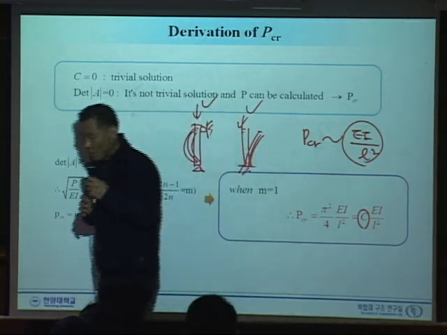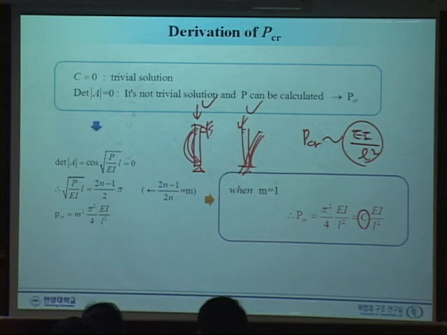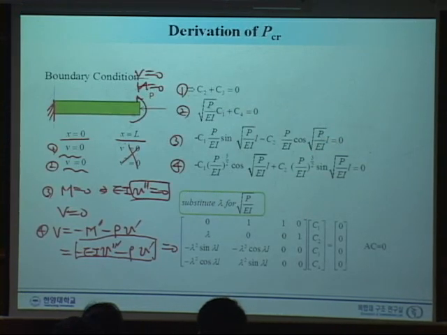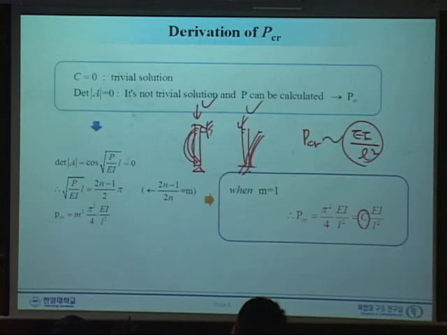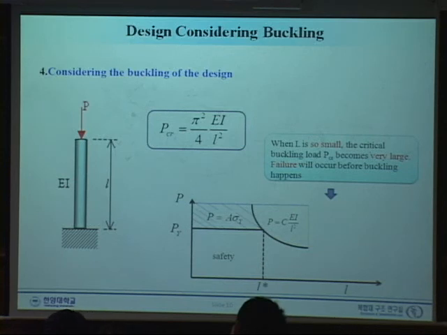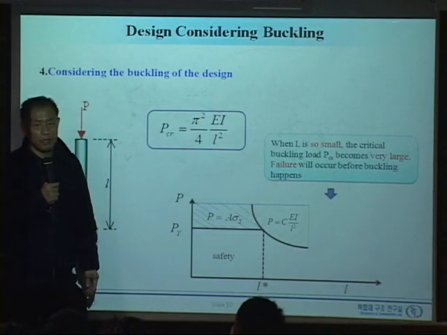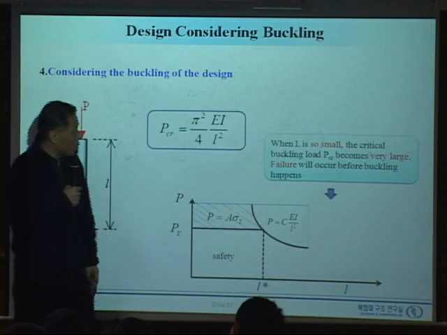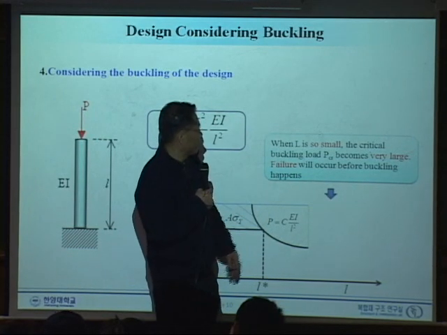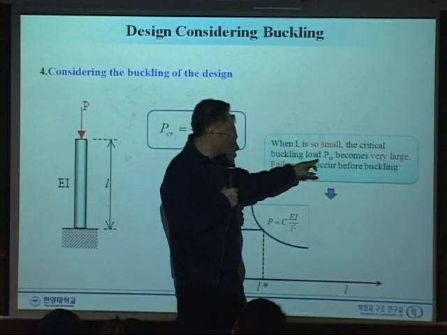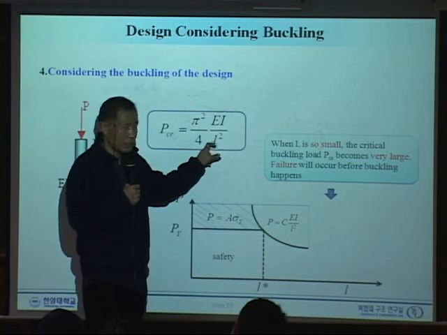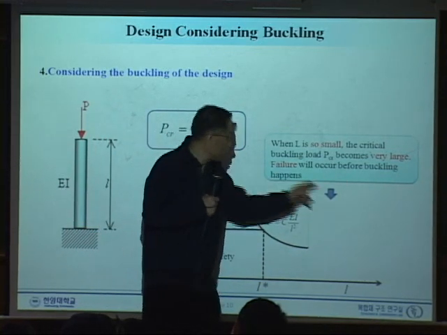Anyhow, we cannot avoid this buckling load. And you should understand the derivation procedure. It is not quite straightforward, but the key point is the condition to have a non-trivial solution. And okay, this is the final slide, and this is the clamped case, and the coefficient is pi square over 4 times EI divided by L square. When L is short, then critical buckling load P becomes very large, as you can see here, and failure will occur before buckling occurs.